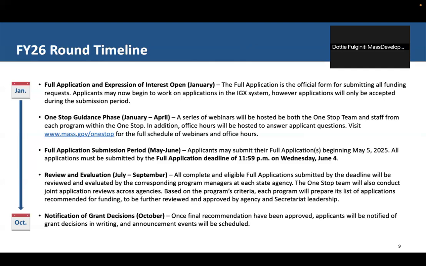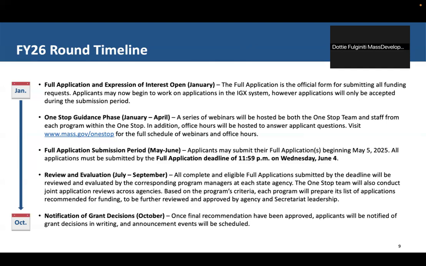Applicants may submit their full applications beginning May 5th, and all applications must be submitted by the full application deadline of 11:59 p.m. on Wednesday, June 4th. Just a tip, don't wait to submit your application until the last minute because there'll be a lot of other people doing that and it really slows down the system.